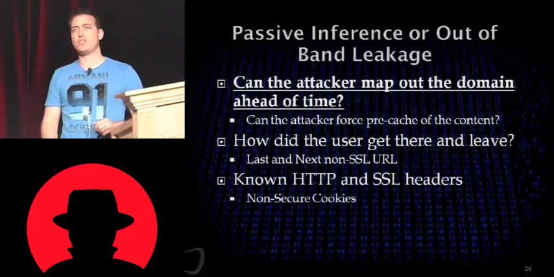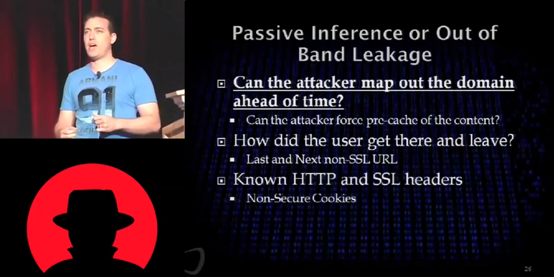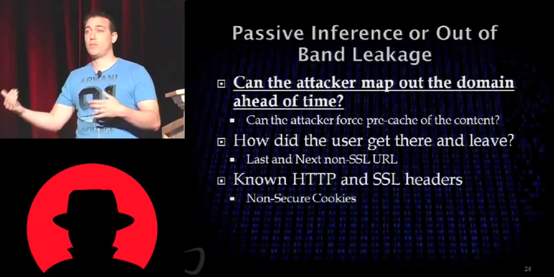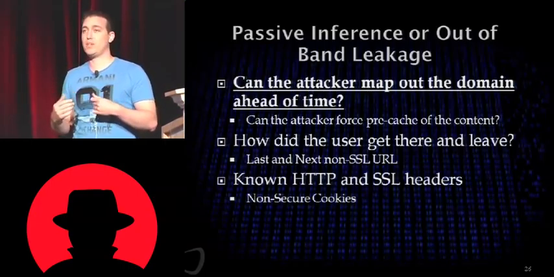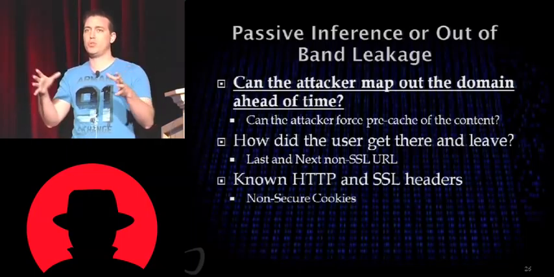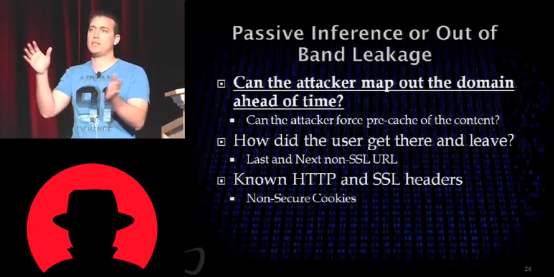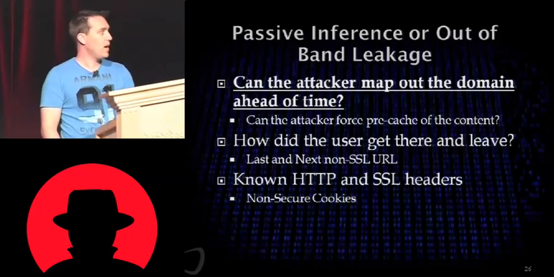Known HTTP headers and SSL headers are really valuable. So I can force the user to come to my SSL TLS enabled website and basically figure out what HTTP headers they're going to send, what sort of encoding they're going to use, and so on, to dramatically reduce the amount of stuff I need to look at. I know exactly what the byte size is. I know exactly what I'm looking at, and so on.